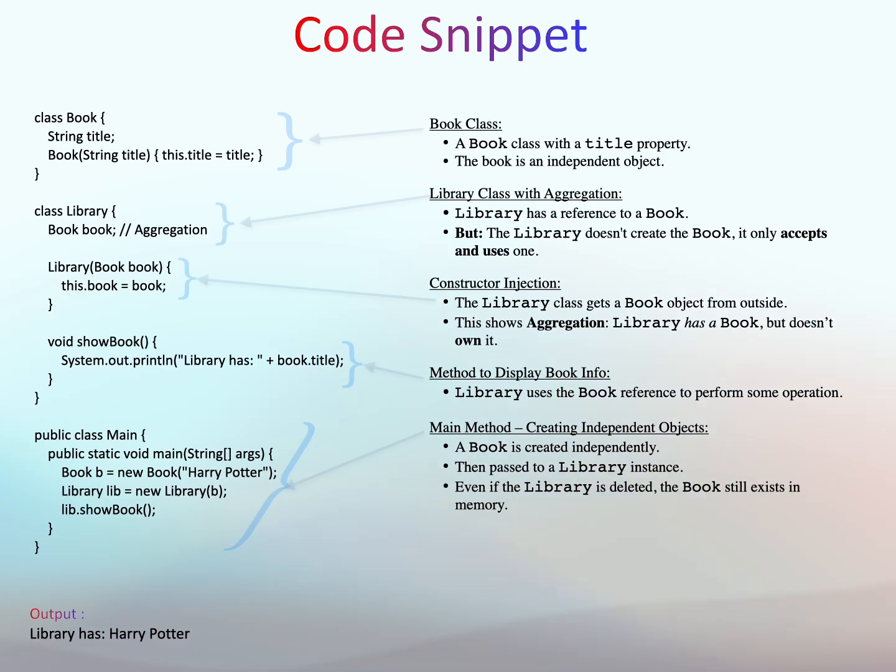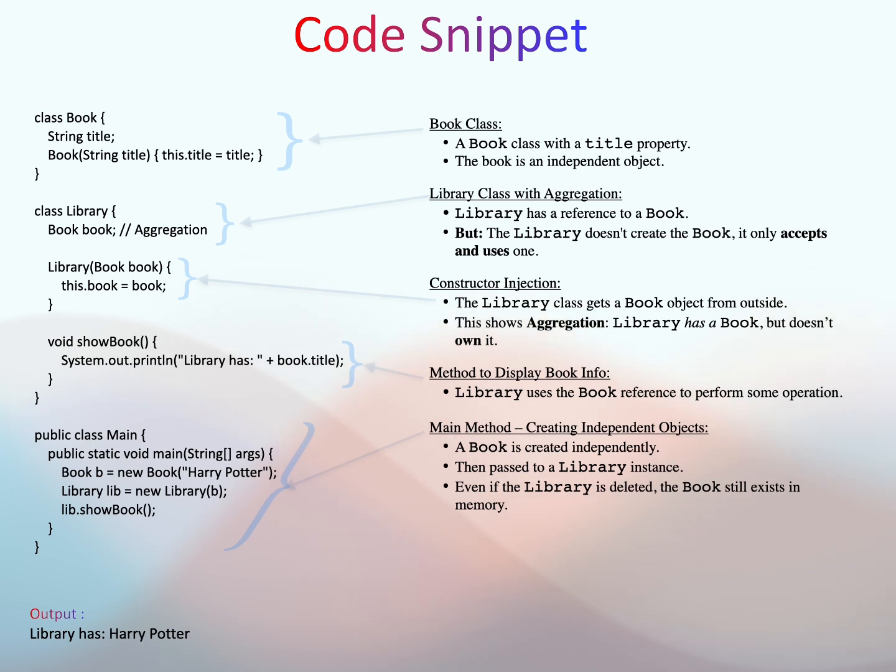Let's see this simple code snippet. We have a Book class with a title property. The book is an independent object here. Then there's a Library class, and we can see aggregation. Library has a reference to a book, but the library doesn't create the book, it only accepts and uses one. Then there's constructor injection. The Library class gets a book object from outside. This shows aggregation. Library has a book but doesn't own it.